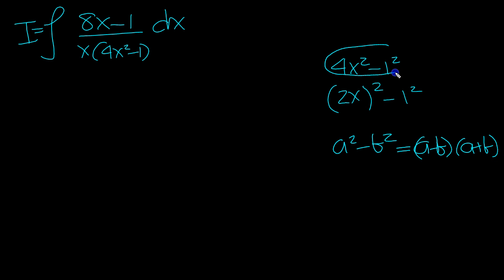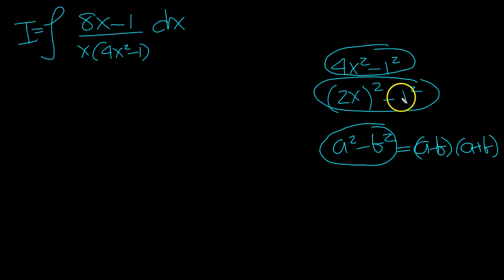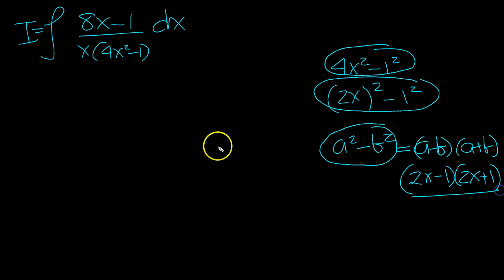So once you recognize that 4x squared minus 1 can be written as this, then you can see that it corresponds to this in form, the a being 2x and the b being 1. So you'd get 2x minus 1 and 2x plus 1. That's it. b is 1, isn't it? And a is 2x. So it's 2x minus 1 and 2x plus 1. So that's what we can do here.